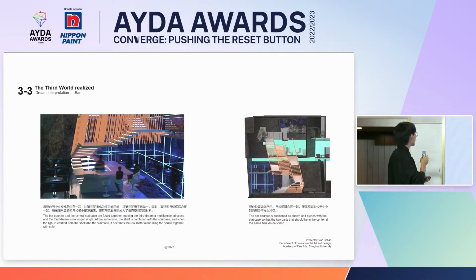This is where the bar is located. It's on the first and second floors of the Dreamland. As the result of the integration of the bar counter to the central staircase, the third Dreamland becomes a multi-functional space. At the same time, the shelves are combined with the stairs. So together with the light that radiates from the shelf and the stairs, it fills up the space, resulting in the bar merging with the stairs, as shown in the picture, bringing together two parts that should both be in the center.